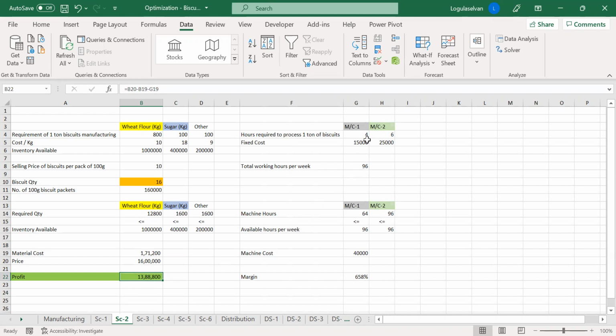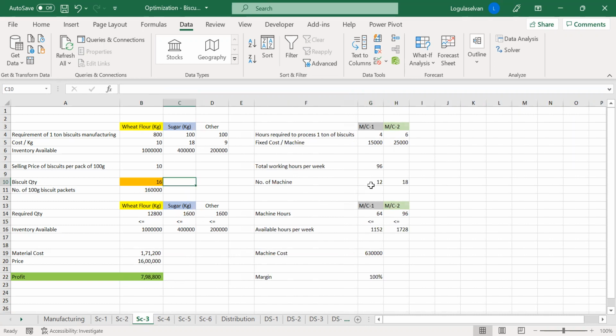But in this scenario, we considered only one machine each of machine 1 and machine 2. Actually, when a biscuit manufacturing company comes up with a manufacturing setup, obviously they will have multiple machines. So in our next scenario, we are going to see how to maximize our profit with the number of machines available. Here, the company has machine 1, 12 numbers and machine 2, 18 numbers.